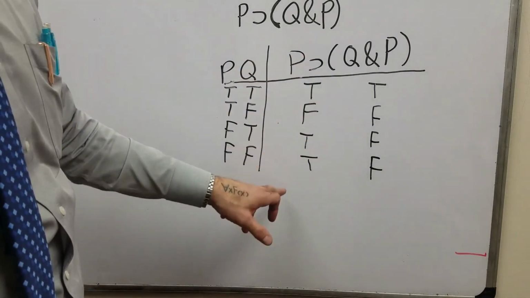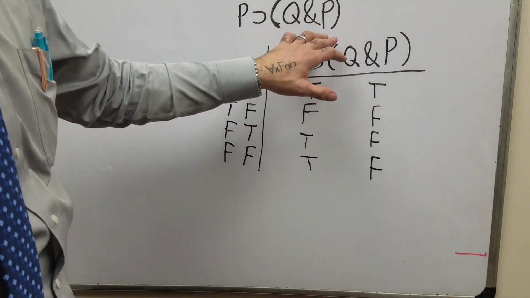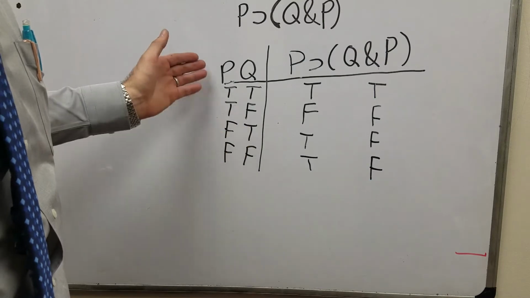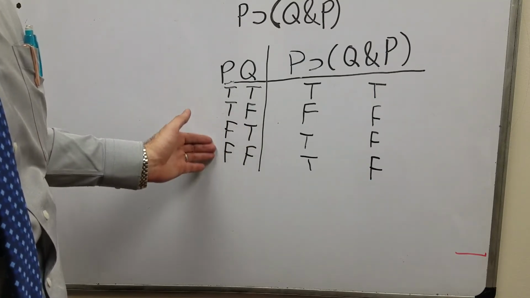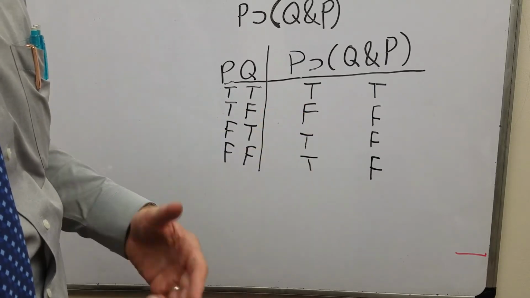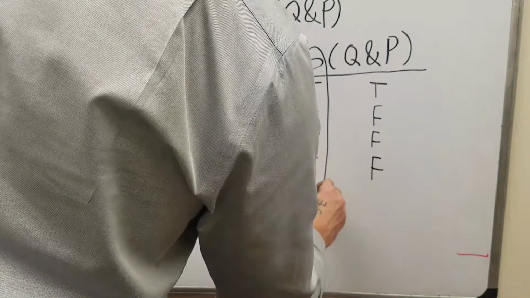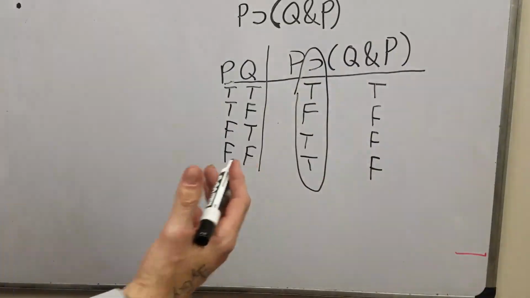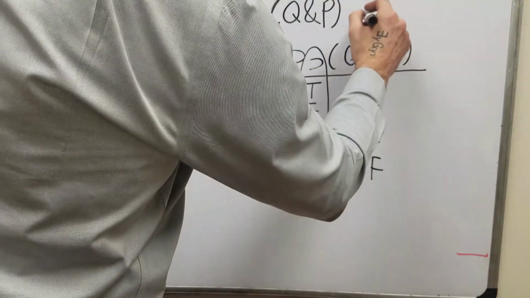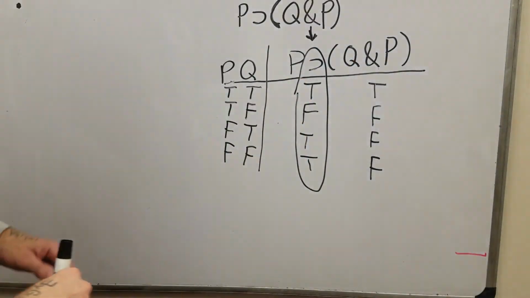Now, because this was our main connective, and this is the one that overall gives this sentence its truth value on a certain row, we want to go ahead and circle this to show that this is the one that we need to be looking at. Or, if you prefer, you can draw an arrow above it the way that the book does. Okay? That's also perfectly acceptable.